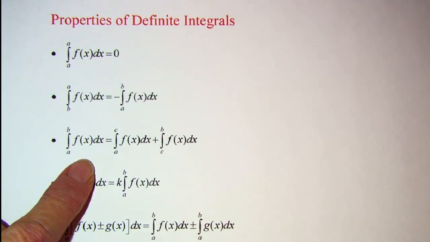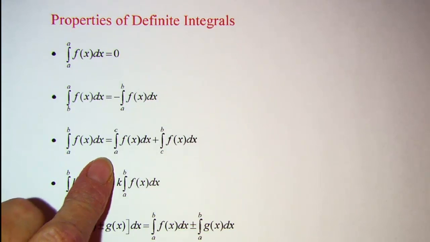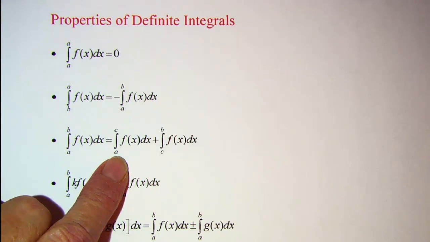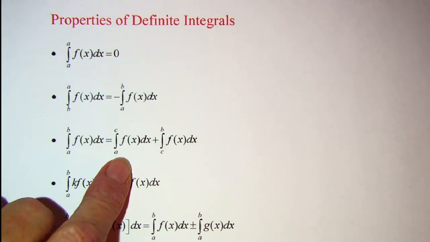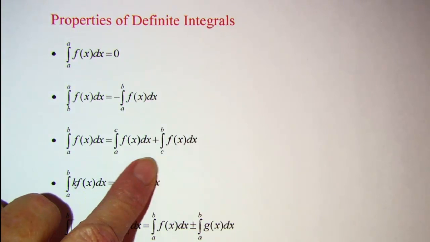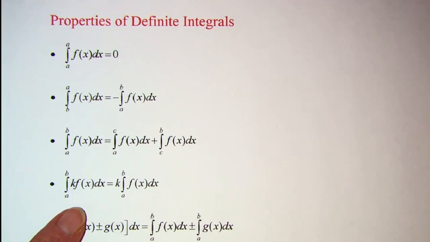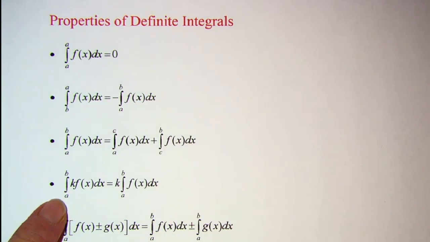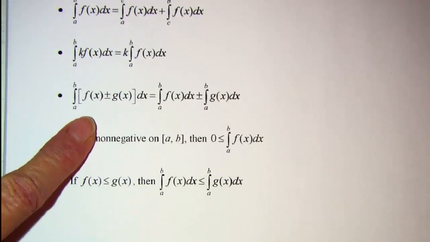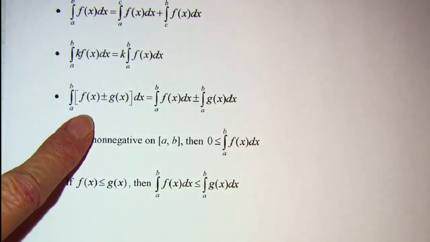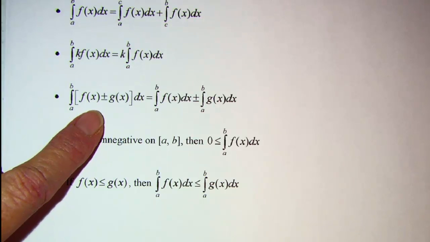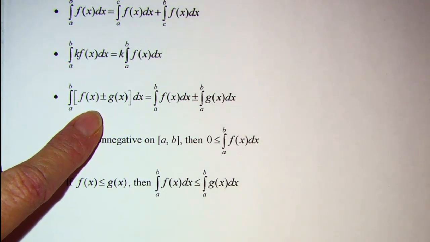On this one, we can split a region into two pieces. C is a point in between A and B, and so we find the region from A to C and add that to the region from C to B. On this property, we're just taking this constant k out in front of the integral. And then if we have the integral of a polynomial, we can split it up into separate integrals.